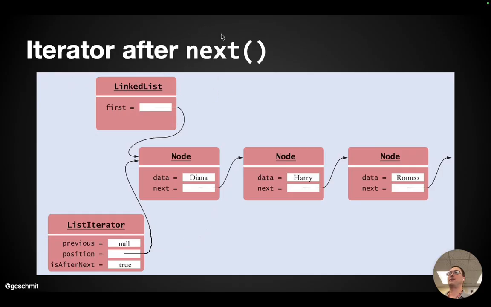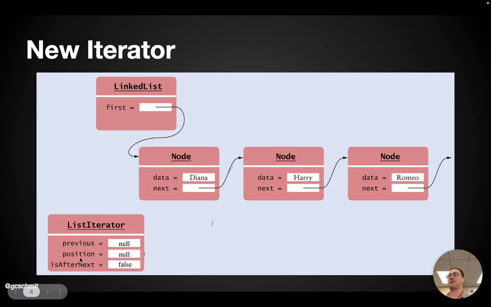We're about to implement the next method. And when we do implement the next method, so this iterator, going back a step, when position is null, it means the iterator is at the very beginning of the list. So when we invoke next, it should iterate over this node here, the first node in the list, the node referenced by the first instance variable in our linked list object. It should return the data of that node, which in this case is Diana.